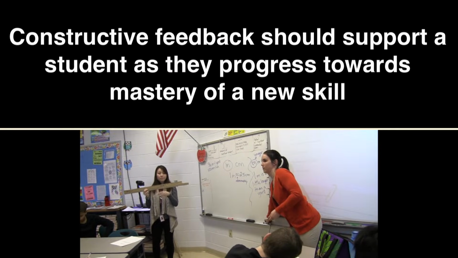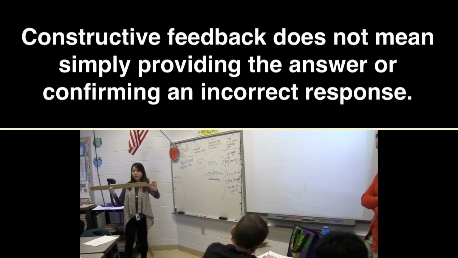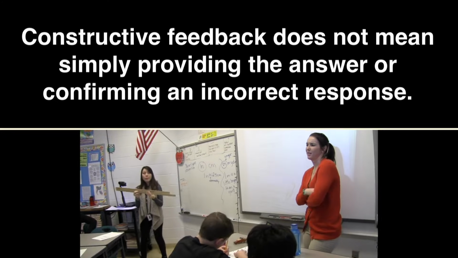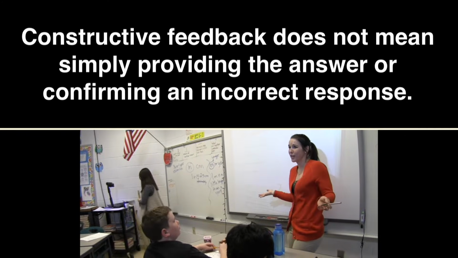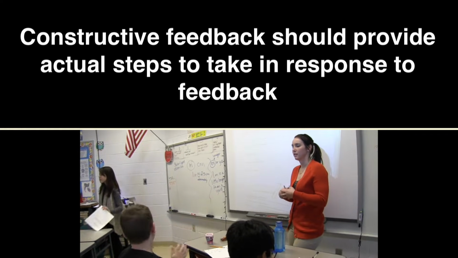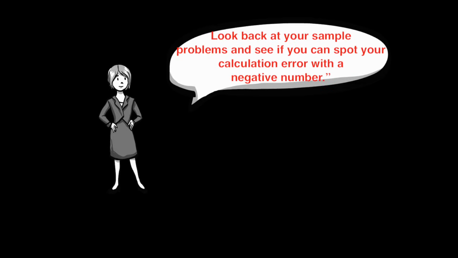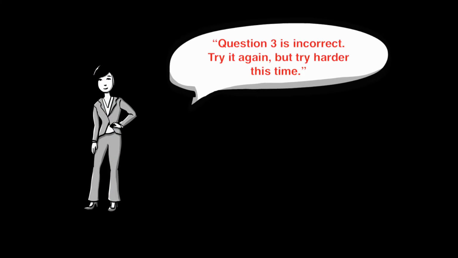Component 2. Effective feedback is constructive. Constructive feedback should support a student as they progress towards mastery of a new skill. Providing constructive feedback to students does not simply mean providing the answer, or noting whether responses are correct or incorrect. Instead, constructive feedback should provide the student with actual steps to take in response to the feedback. An example of constructive feedback could be, "You're on the right track with question number 3, but there is a small error. Look back at your sample problems and see if you can find where you made a calculation error with a negative number." A non-example of constructive feedback might be, "Question 3 is incorrect. Try it again, and just try harder this time."